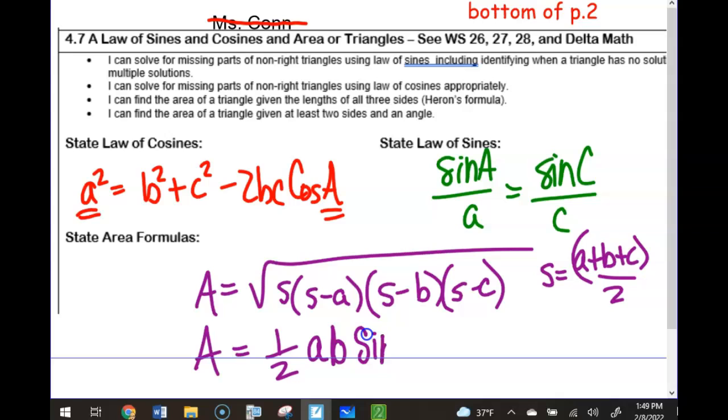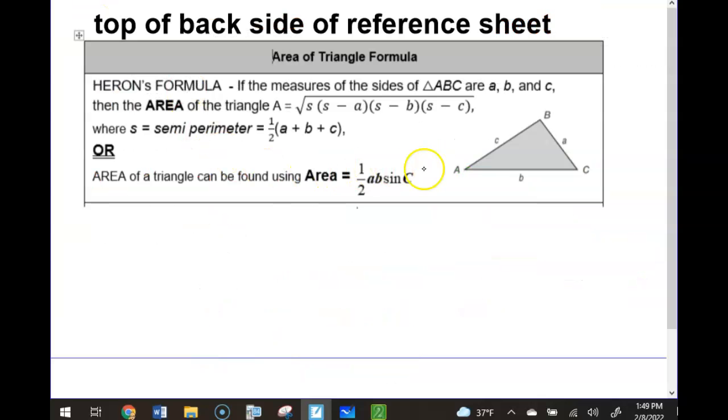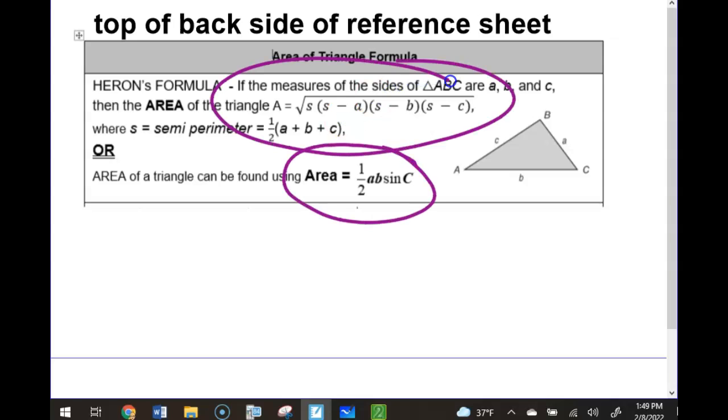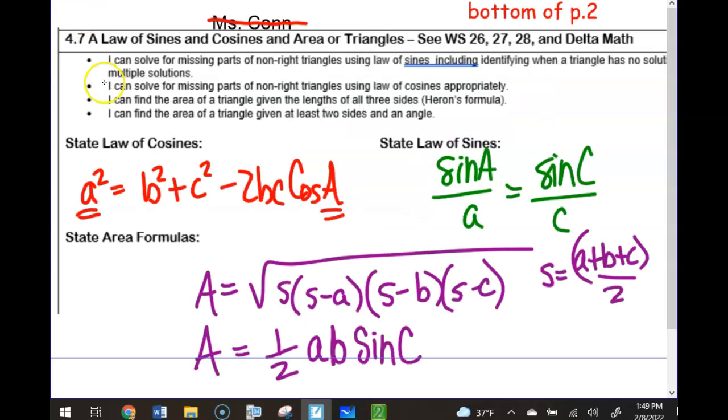It's sine of C. Yep. Do you see where this is, guys? On your reference sheet. This is literally off your reference sheet. There you go. Okay, 2 different area formulas. All right, do you need me to do an example of an area formula?